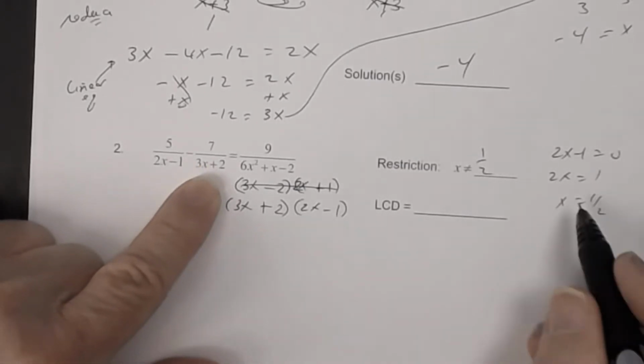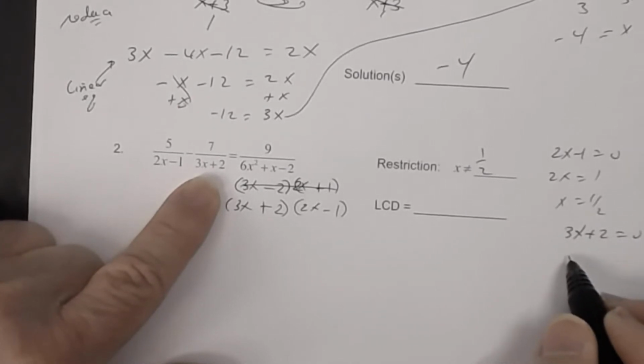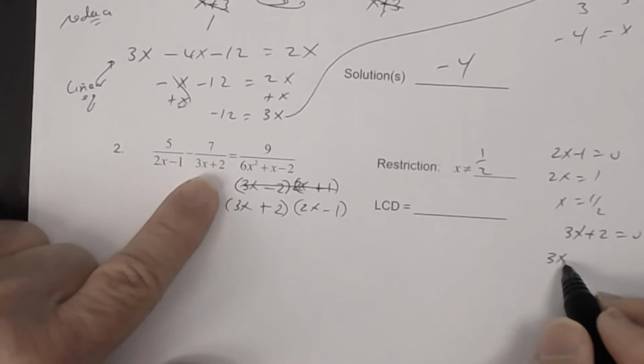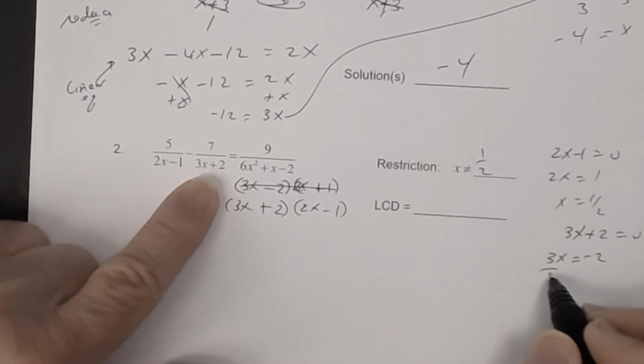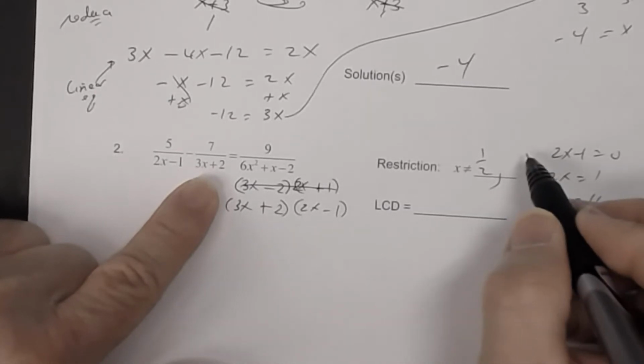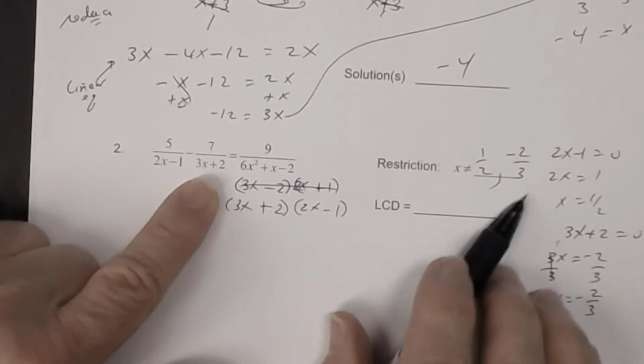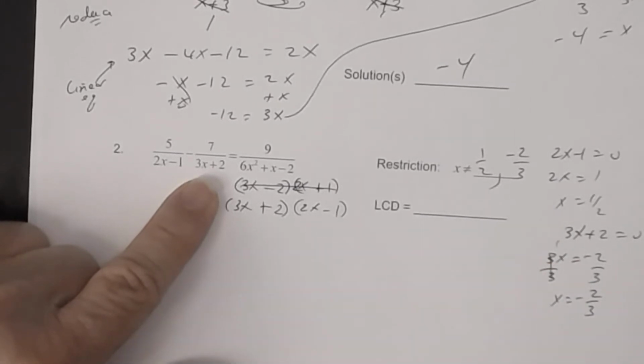Let's go to the next one. 3x plus 2, same thing. 3x plus 2 equals 0. I solve this linear equation. So I get 3x equals negative 2. Divide by 3, so x is negative 2/3. That's your other restriction, put a comma and put negative 2/3. So x cannot equal 1/2 and x cannot equal negative 2/3. Okay, now let's find the LCD.